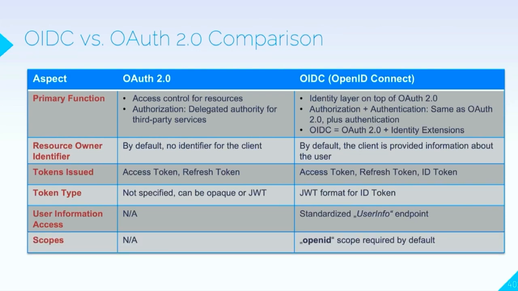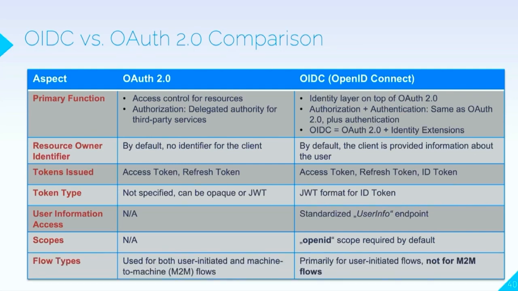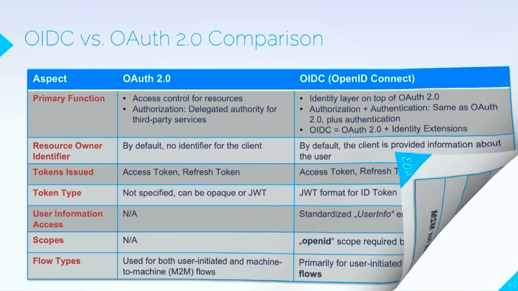Scopes. OAuth 2 doesn't require specific scopes by default, whereas OpenID Connect mandates the OpenID scope to indicate that the client is using OpenID Connect and expects identity-related information. Flow types. OAuth 2 supports both user-initiated flows and machine-to-machine flows. In contrast, OpenID Connect is primarily for user-initiated flows, focusing on user authentication and identity, making it unsuitable for machine-to-machine scenarios.